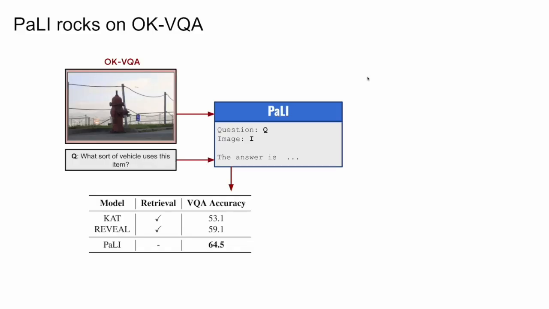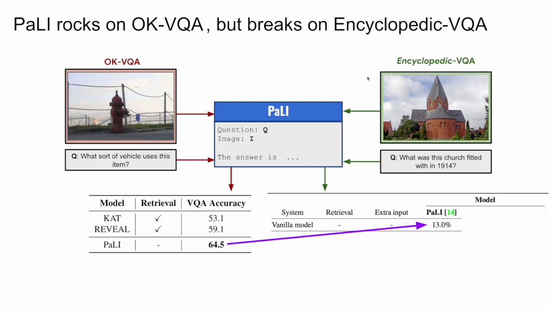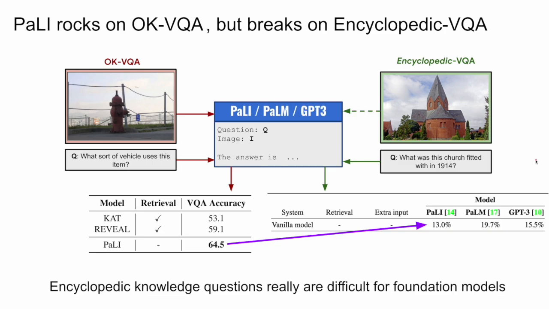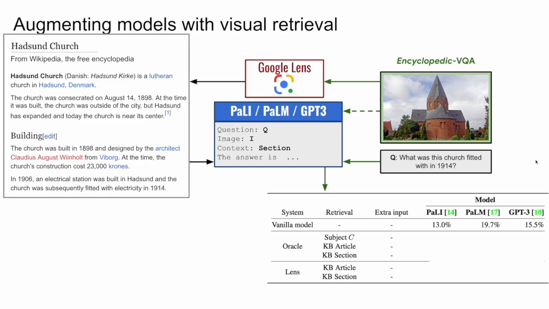Let's go to some results. PaLI rocks on OK-VQA, obtaining 64.5 accuracy. However, if we use PaLI for our dataset, it only obtains 13%. If we feed the question into PaLM or GPT-3, we obtain similar results. So encyclopedic knowledge questions are really difficult for these foundational models. Our second contribution is that we have a pipeline where we augment our VQA model with a visual retrieval system, Google Lens. We feed the image into Google Lens, obtain the Wikipedia page, and feed that into the large language model.